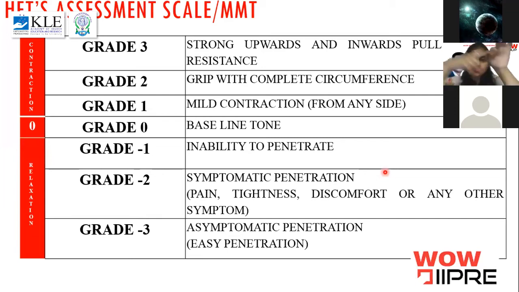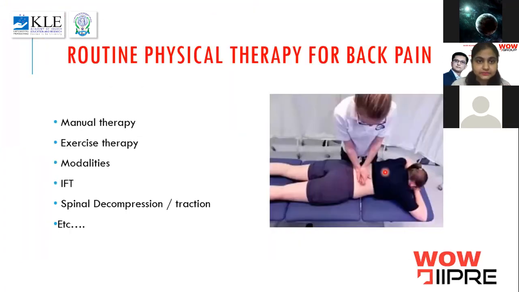So minus 1 means no penetration, minus 2 means painful penetration, minus 3 means easy penetration, 1 means contraction from either side, 2 means a circumferential grip, and 3 means an upwards and inwards pull. So this is how a simplified MMT scale is developed for pelvic floor muscles, and this is what we are using in our clinical practice.